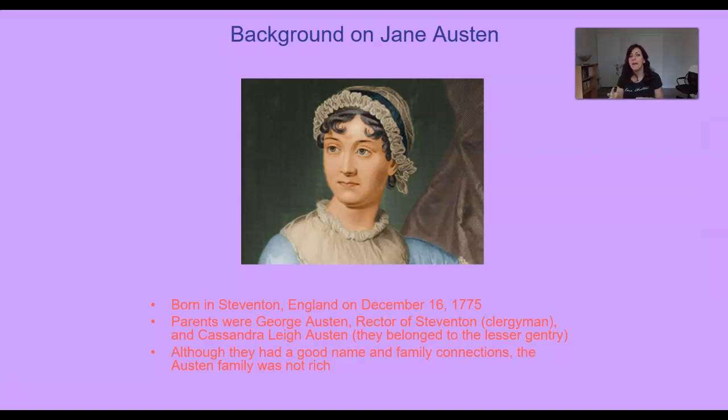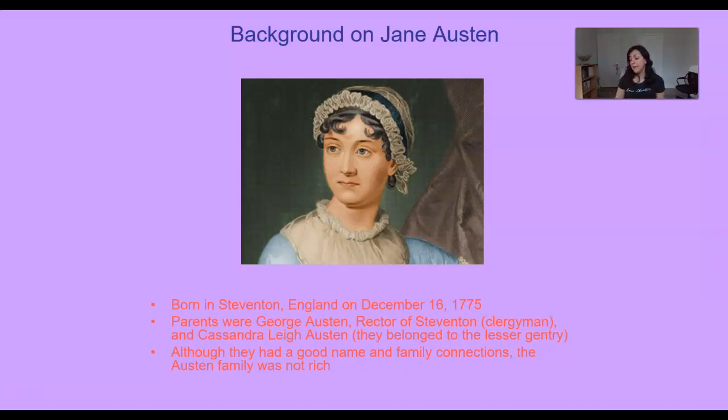Her mom and dad were part of the lesser gentry. So let me just explain what that means. The gentry was kind of like the middle class at that time period. The lesser gentry would sort of be like the lower middle class. I mean, they were comfortable. We couldn't say that they're poor, but definitely the family did need money. They weren't super comfortable.